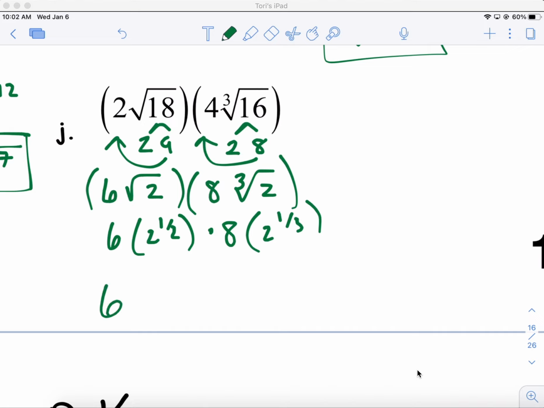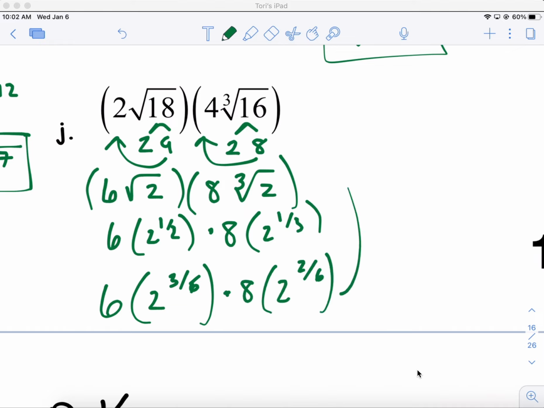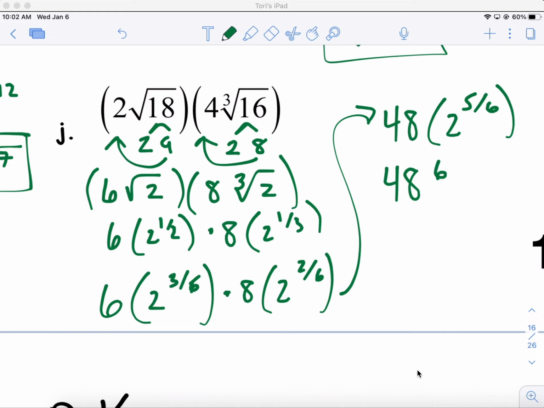Common denominator is going to be a 6. So 2 to the 3/6 and 2 to the 2/6. Circle back up here. We are adding those fractions because we're multiplying. 6 and 8 makes 48 when you multiply them together. 2 to the 5/6. And because we started with a radical, we do need to end with a radical. So 48 6th root of 2 to the 5th. And if you wanted to turn 2 to the 5th into 32, that would be absolutely fine, but you do not need to.